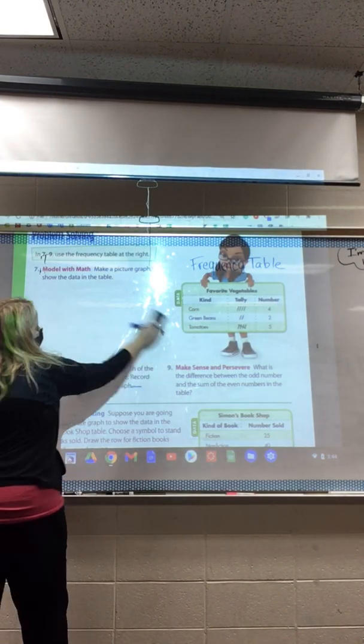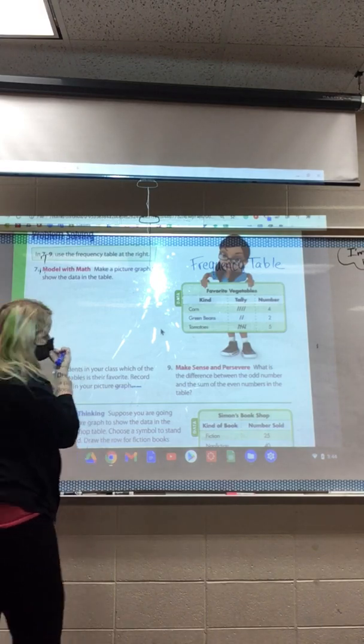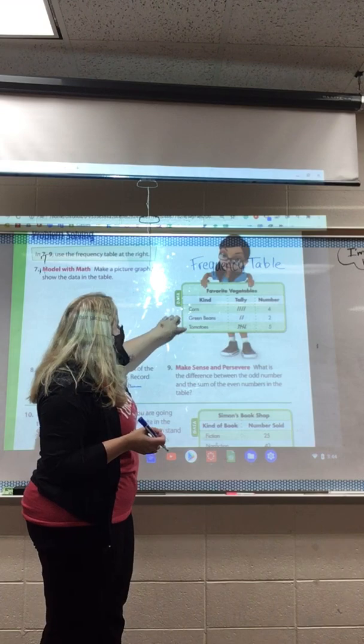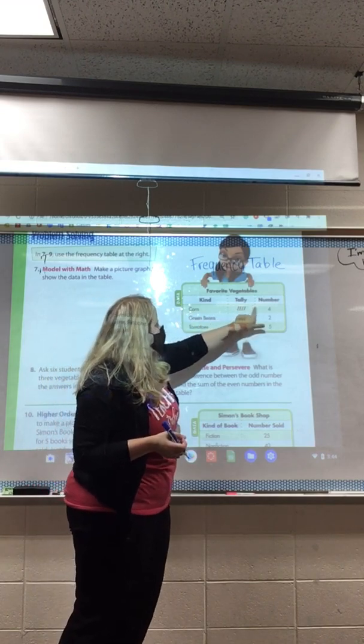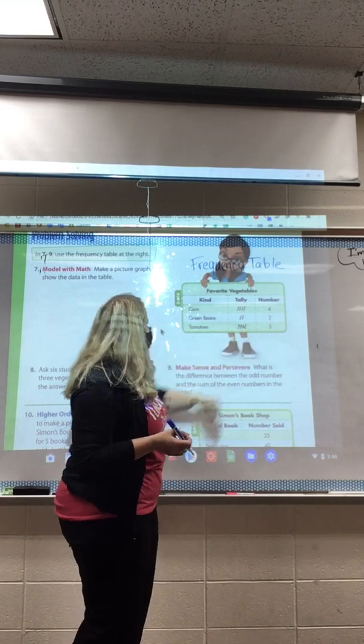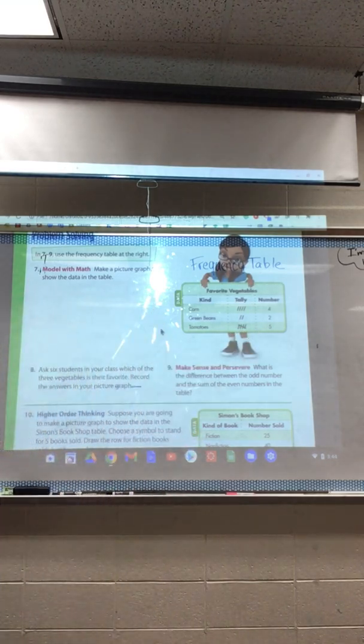So I'm going to look at my table, over here my frequency table. It says I've got favorite vegetables. So I have corn, green beans, tomatoes. I have 4 tallies and a number 4, 2 tallies and a 2, 5 tallies and a 5 for tomatoes. Make a picture graph to show the data in this table.